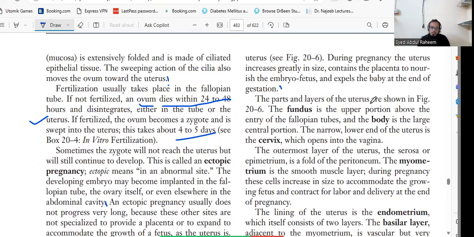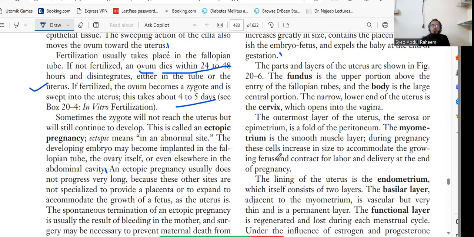The parts and the layers. The fundus is the upper portion of the body, the portion above the end of the fallopian tubes. And the body is the central portion. The narrow lower end of the uterus is the cervix. Already we know. The outermost layer of the uterus, the serosa or perimetrium, is a fold of peritoneum.